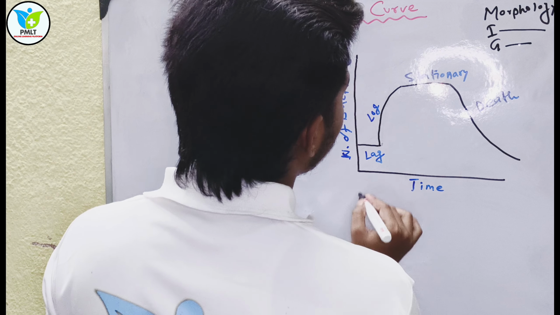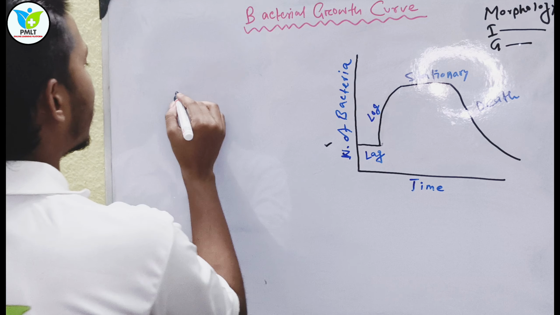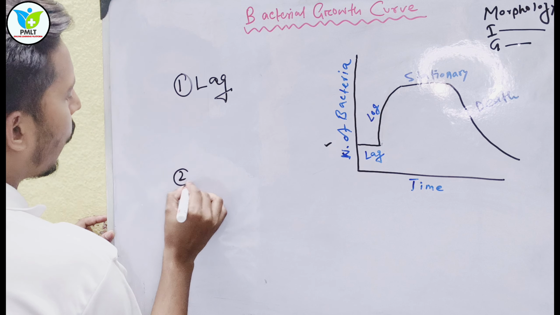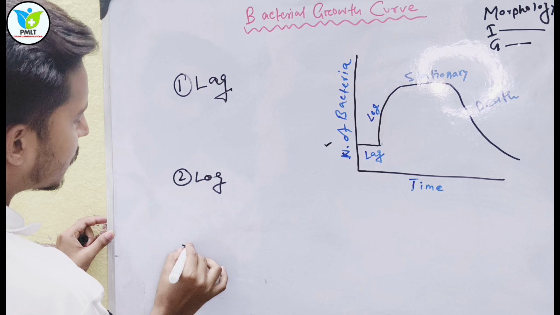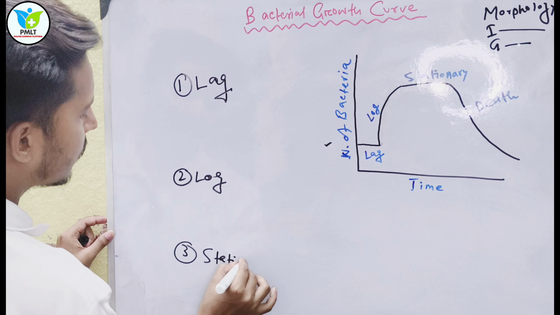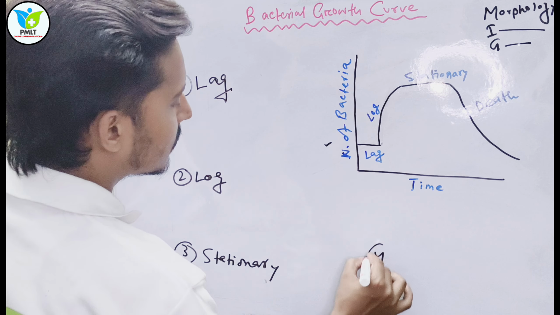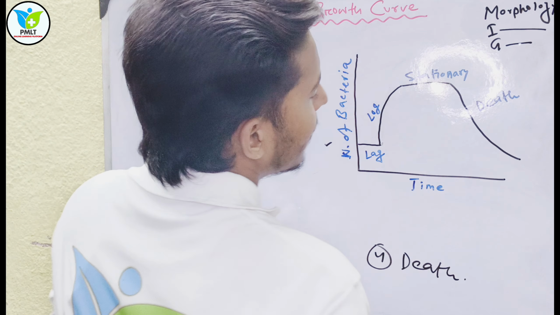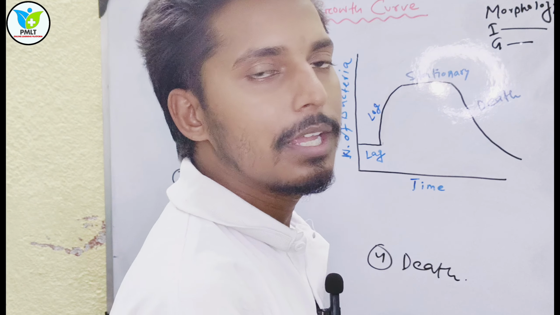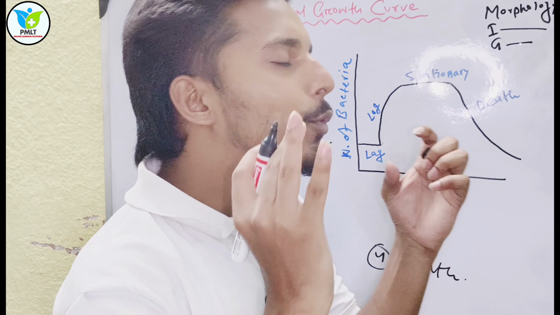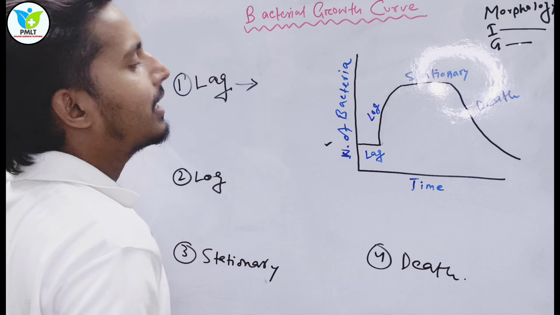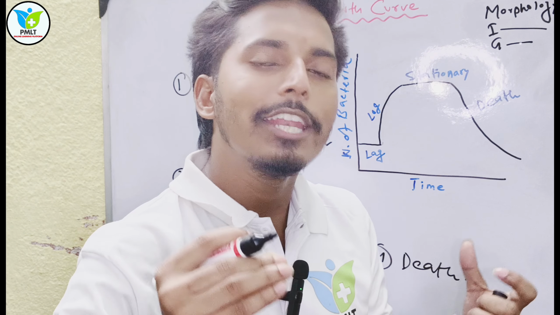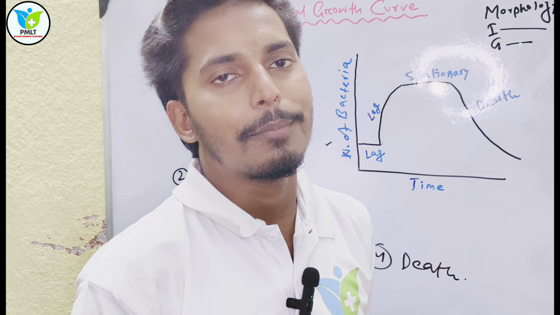If you are noticing here, one phase is called the lag phase. If I am writing here, one is the lag phase, another one is the log phase, another one is the stationary phase, and another one is the phase of decline or death. There are basically four phases of bacterial growth. Just notice here, after today's class, you will not face any doubt and you will never forget how bacteria grow.